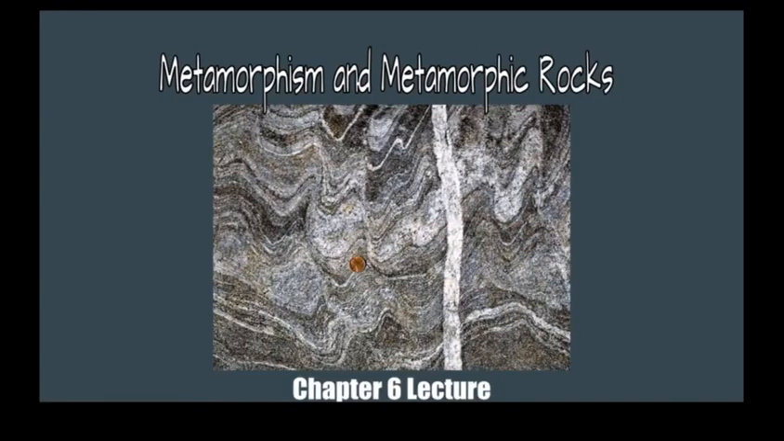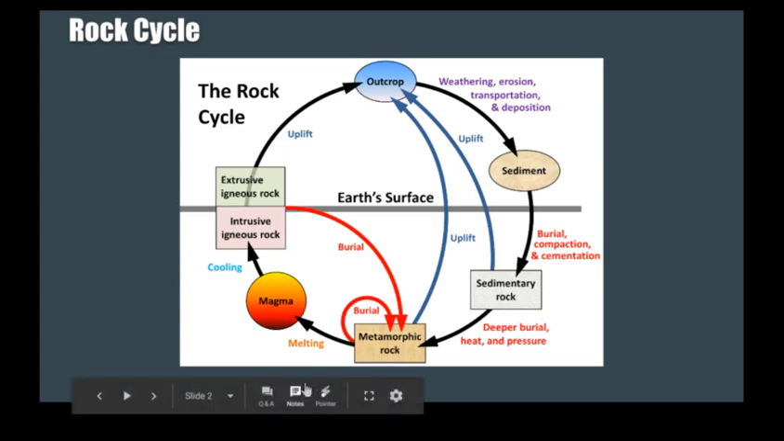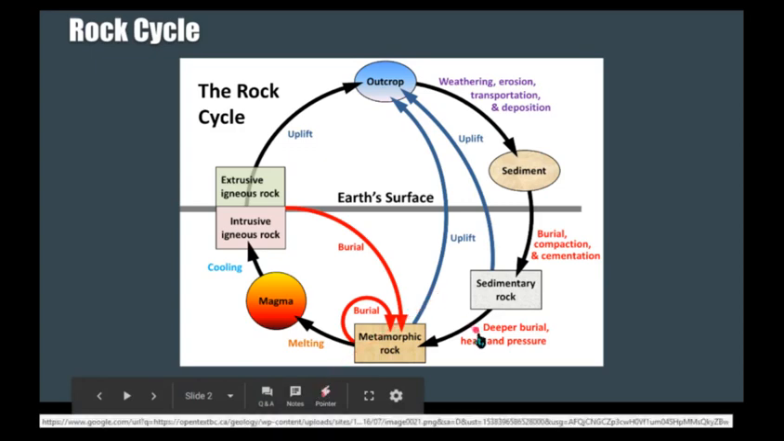Today we'll be talking about metamorphism in metamorphic rocks. This is Chapter 6 of the OpenGeology.org textbook. Metamorphic rocks are one of the three major rock groups: sedimentary, igneous, and metamorphic. Metamorphic rocks are derived from the addition of heat, pressure, or fluids to change a rock from its original state into a different rock.